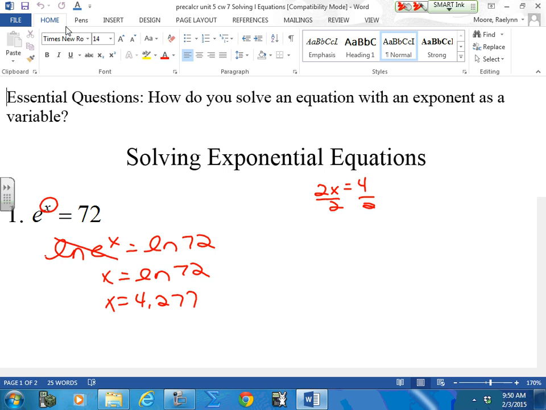As with any equation, it is self-checking. So you can absolutely check this. You can raise e to the 4.277 and you will approximately get 72. You won't get 72 exactly because we rounded. If you do the second answer thing before you round, you will exactly get 72. But if you're close enough in the rounding, that's fine. So they're nice to check.